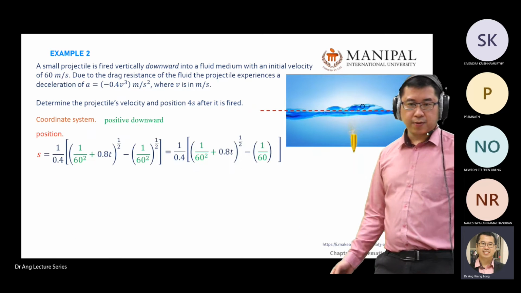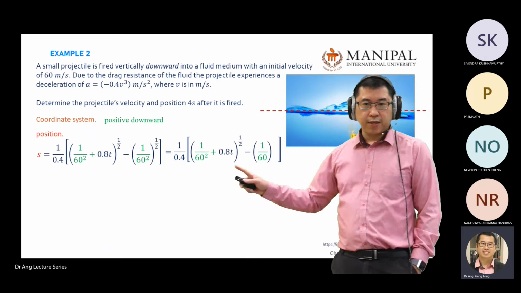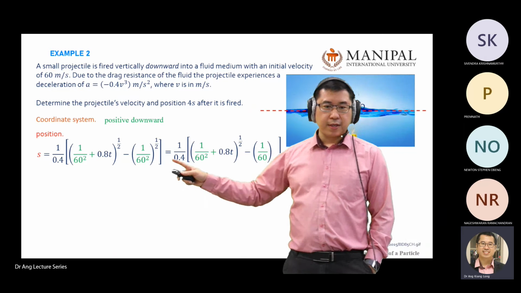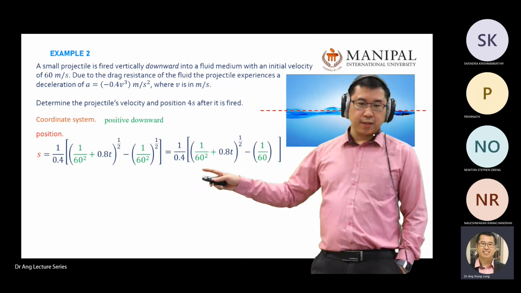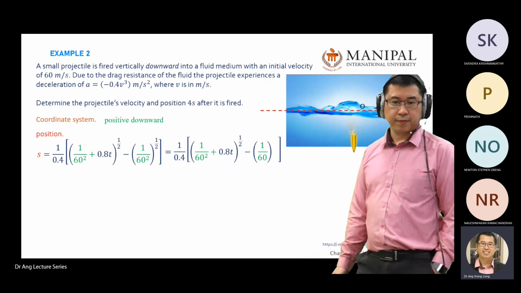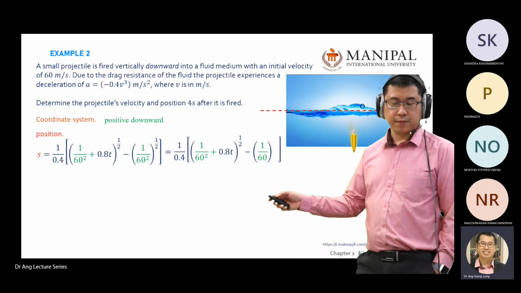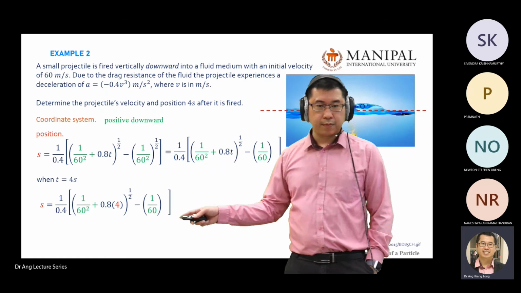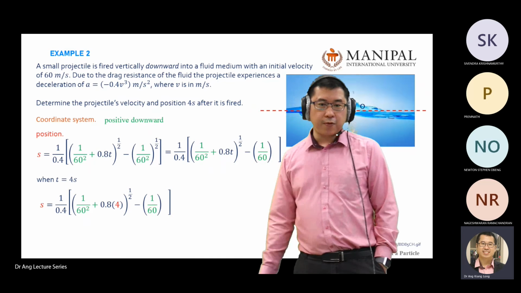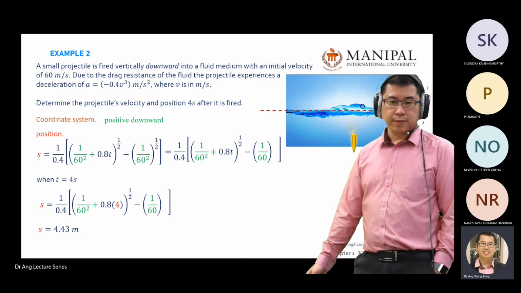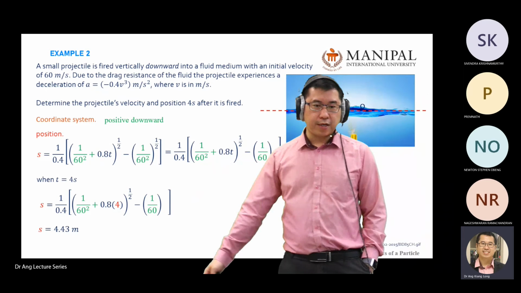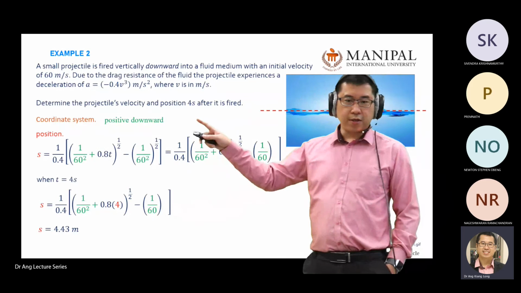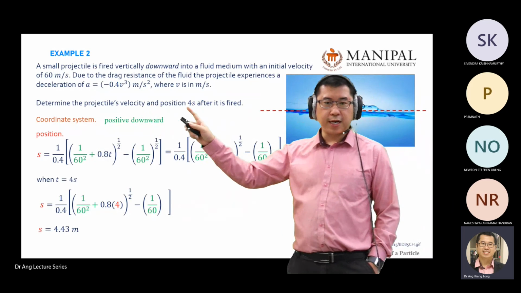Just recycle what we have. You substitute t equals 4. At the end, you get 4.43 meter. Okay, so this is how you get the answer if the question asks you for velocity and position.